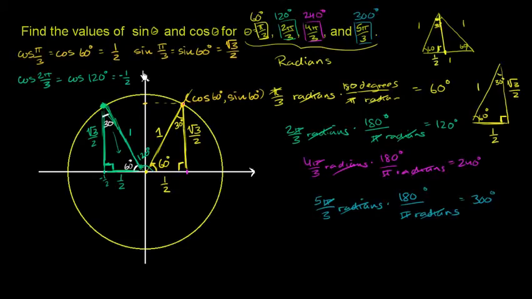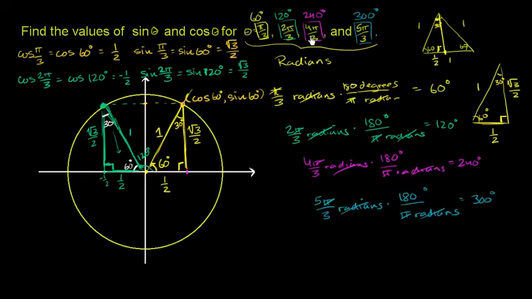Now let's think about sine. Sine of 2 pi over 3 is equal to sine of 120 degrees, which is going to be equal to what? Well, it's the y-coordinate of this right over here. And it's the same as the y-coordinate up here. We're square root of 3 over 2 in the positive direction. So that also equals square root of 3 over 2.